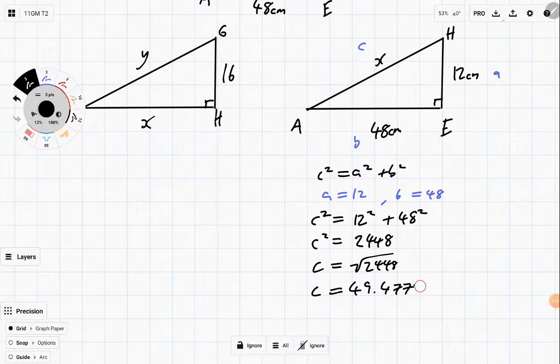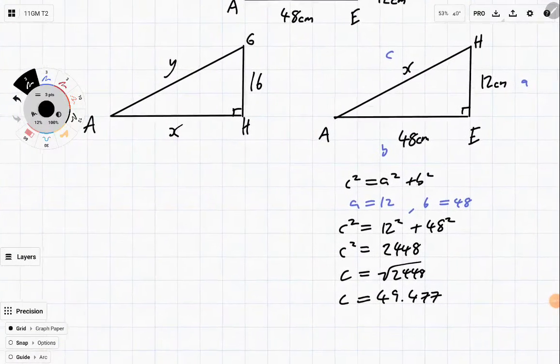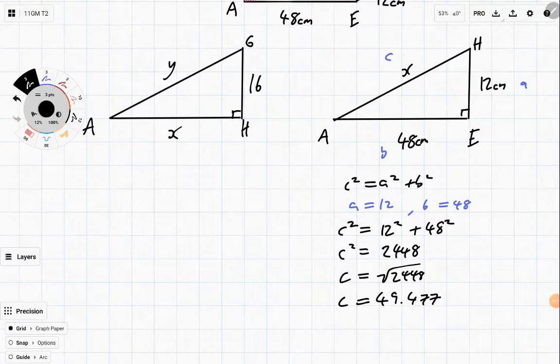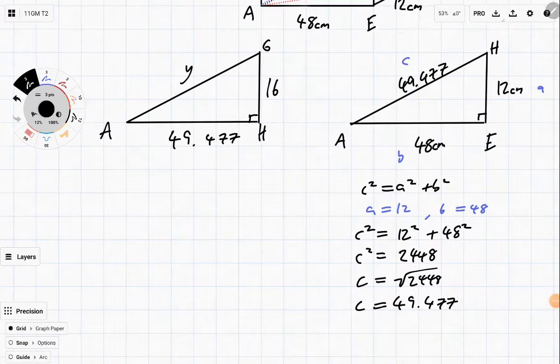I want 2 decimal places at the end, so I'm going to round to 3 decimal places throughout, and then at the end I'll round off. So we now know what this length is. This length is 49.477. That is the length of AH. But that's also the length down here, 49.477, sorry, can't even read my own handwriting, which is the length of this triangle, which we now have enough information, A, B, and C, to solve.